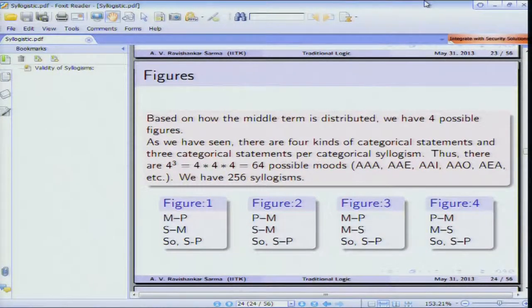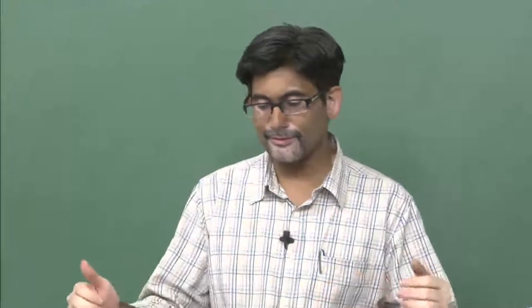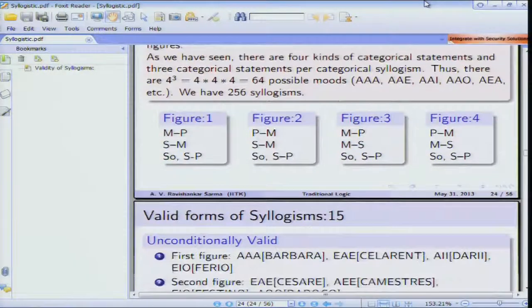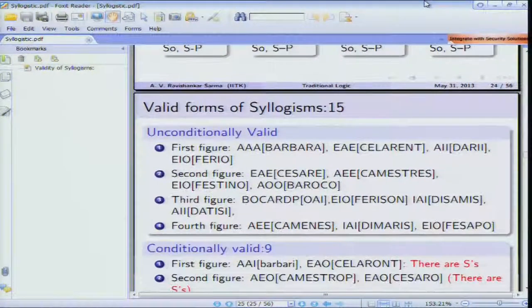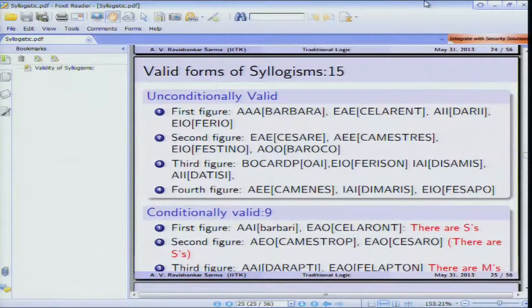So each and every figure has 64 different modes, and that means we have 4 into 64, that means we have 256 syllogisms possible if you construct this thing in this way. So out of these 256 syllogisms, according to Aristotle, 15 are considered to be unconditionally valid, and 9 are considered to be conditionally valid.